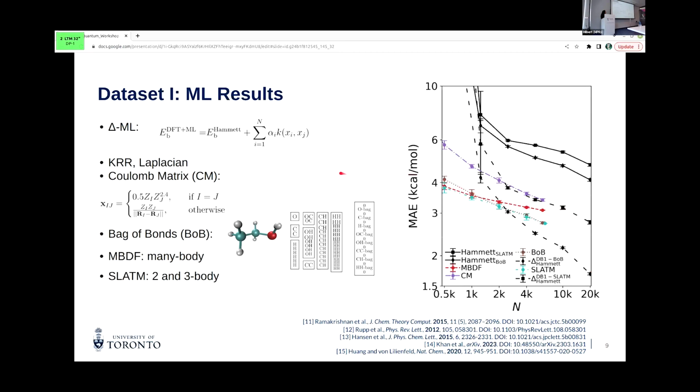So delta machine learning just works following this equation here, where you basically learn the error that was associated with Hammett so that it can become a correction factor afterwards. And the difference in performance between the SLATM-based and BoB-based data sets is even more pronounced, and the lowest is around 1.6 kcal per mole for the DFT plus BoB data set.